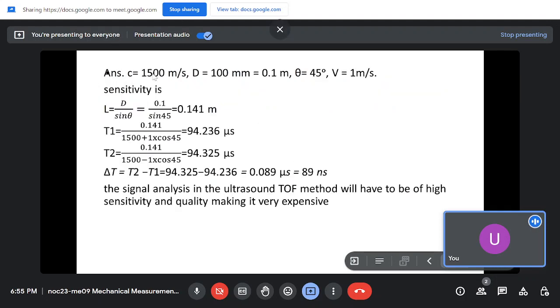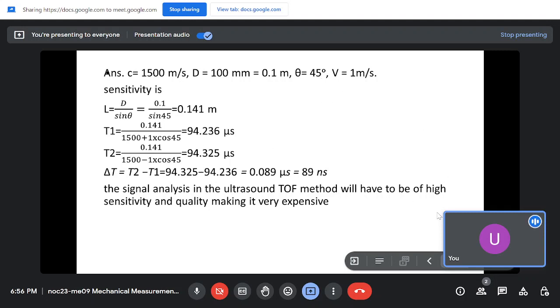So we know C is 1500 meters per second. We know the diameter of the pipe is 100 mm, which is 0.1 meter, and the angle at which the transducer is kept is 45 degrees, and the velocity is 1 meter per second. So in this case, the length of travel of the ultrasonic wave will be d by sine theta. So it will be a cross line, it's not a straight line. As it's kept at 45 degrees, the length will be d by sine 45, which is 0.141 meters. From this we can estimate the time it takes to reach from the transmitter to the pipe and then again back to the receiver.